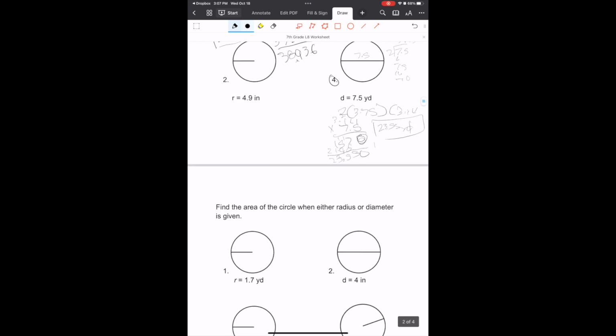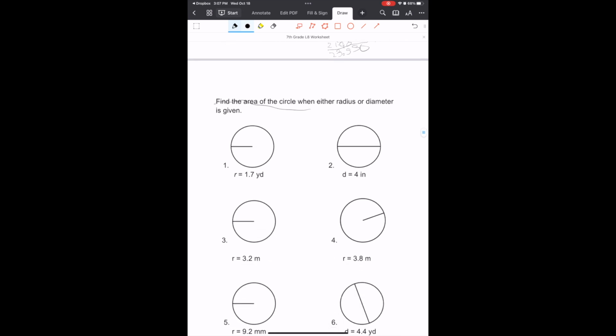Let's move on to the next one, where we're going to find the area of the circle when either the radius or diameter is given. Again, we'll do number 1. The formula for the area of the circle is pi r squared. We all remember exponents, right? It's just the number times the number. So we're going to start with 1.7 times 1.7, so that's r squared.